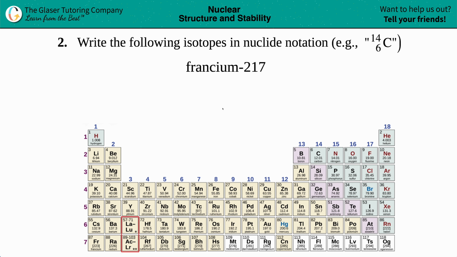Number 2, write the following isotopes in nuclide notation. For example, they give us an example here where we need a number on the top, 14, a number on the bottom, 6, and then the elemental lettering for that example. So we have to do that for francium-217.